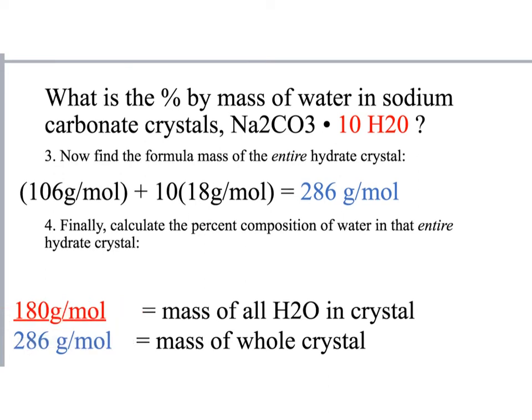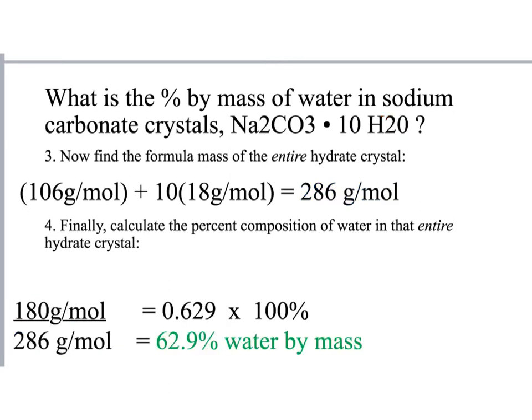You're going to simplify your equation so that you have this 180, the portion of water, divided by the overall mass of your substance. You're going to get this answer here, 0.629, and you're going to be sure to multiply it times the 100% to get it as a percent. And you're going to find out that for this substance, sodium carbonate, the hydrated crystal with 10 moles of water, is going to be 62.9% water by mass. So that's how much this whole thing here is made up of water.